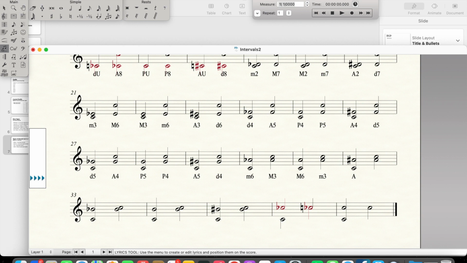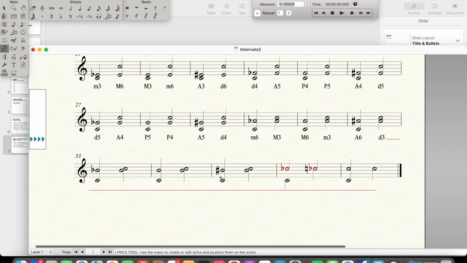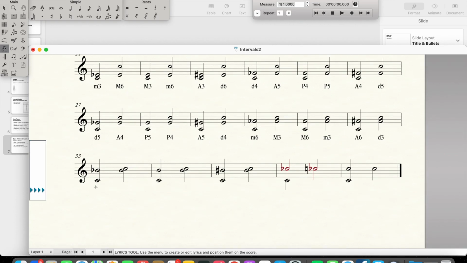And augmented sixth becomes a diminished third when you flip them upside down. Okay. A minor seventh becomes a major second. A major seventh becomes a minor second.